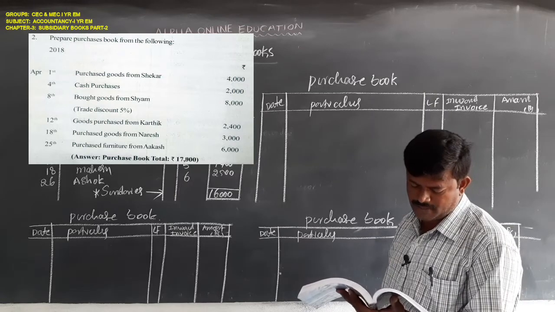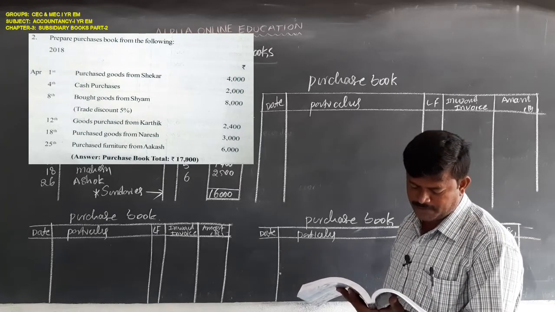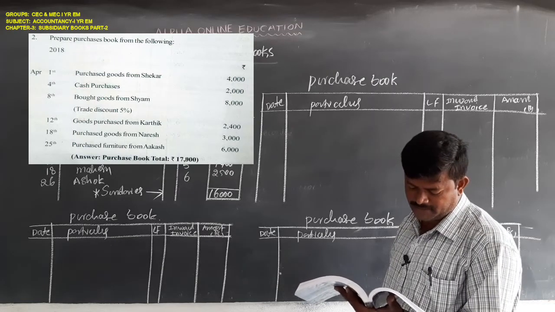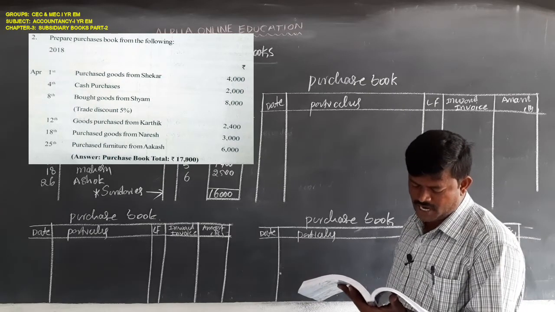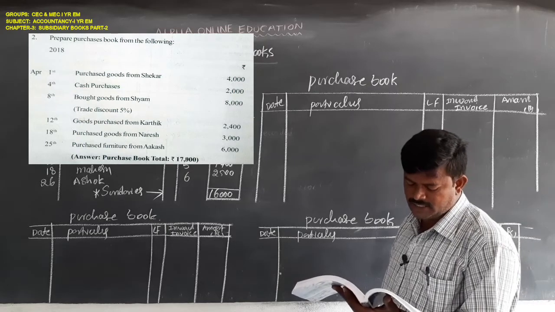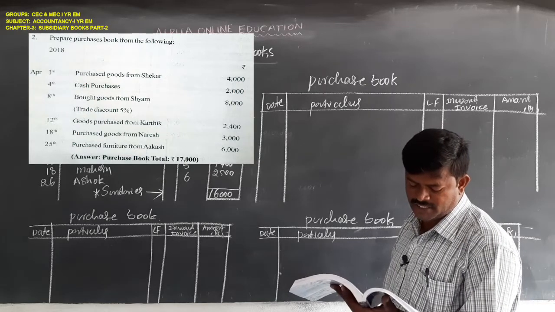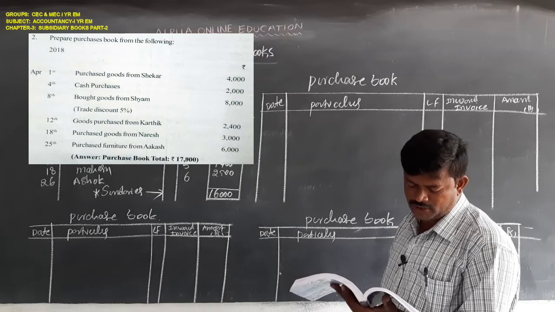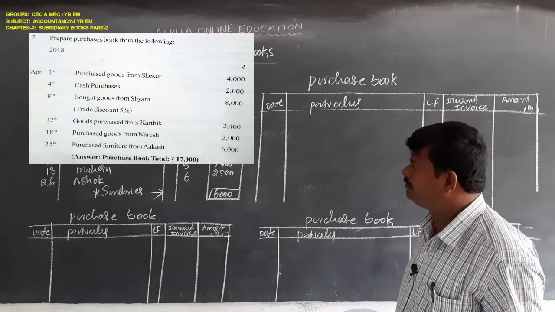12th, purchase goods from Karthik, 2400 rupees. It is credit purchase. It will come. 18th date, purchase goods from Naresh. It will come. And 25th, purchase furniture from Akash. It is not come into the purchase book. Why? Because it will record only goods purchases, not asset purchases. So 25th is not taken into the purchase book. This is the second problem.